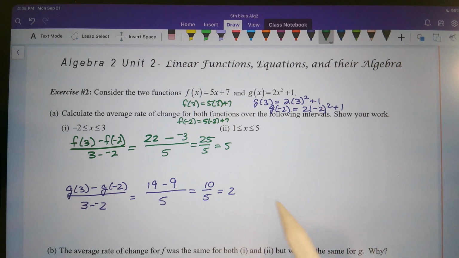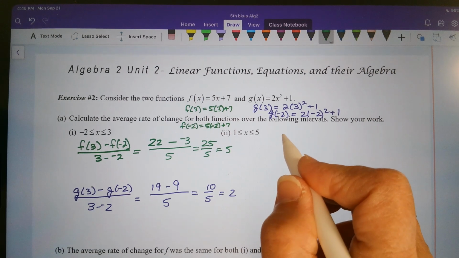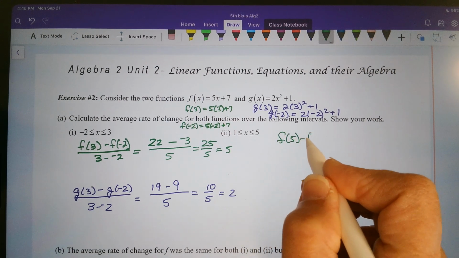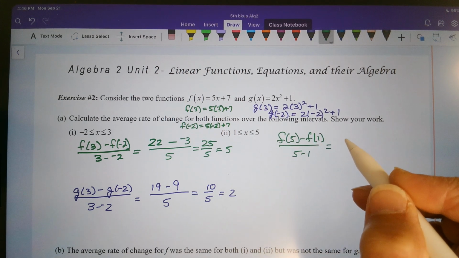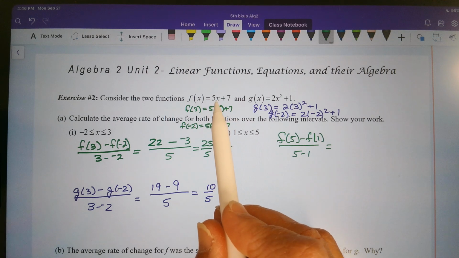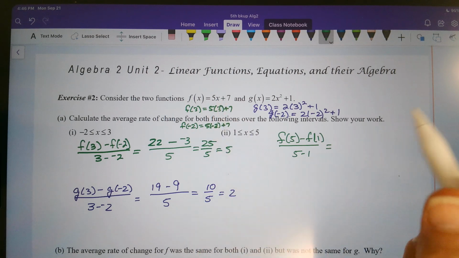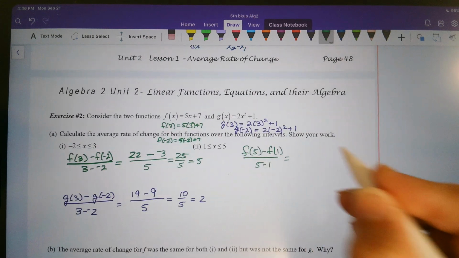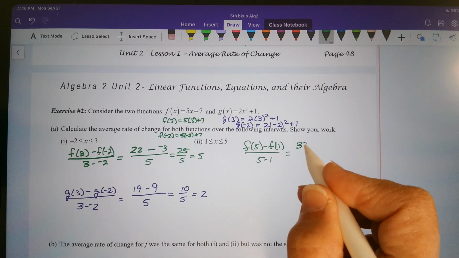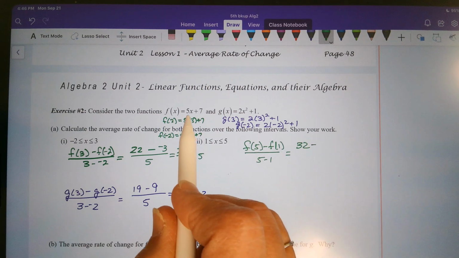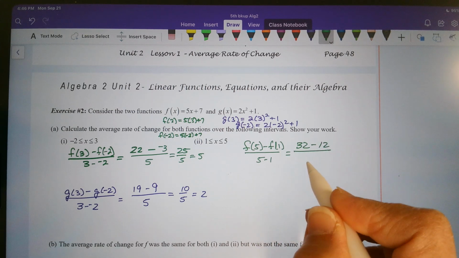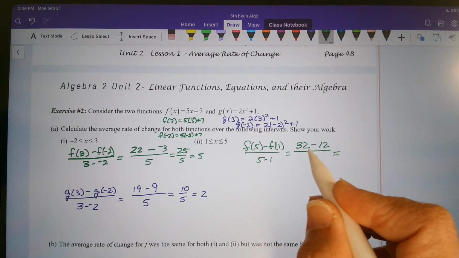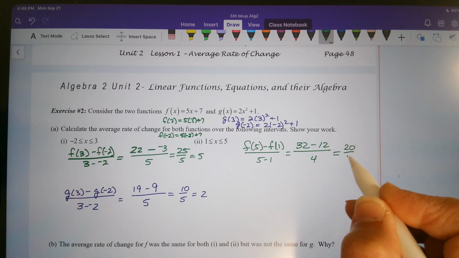Now, back to f of x for this interval from 1 to 5. F of 5 minus f of 1 divided by 5 minus 1. F of 5, 5 times 5 is 25, plus 7 is 32. Minus f of 1, replacing x with 1, 5 times 1 is 5, plus 7 is 12. And 5 subtract 1 is 4. So this is 20 divided by 4, which is 5.